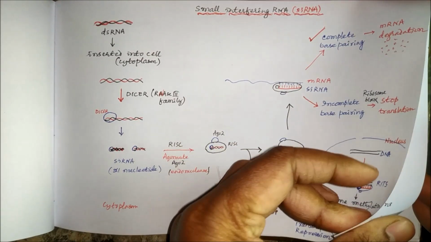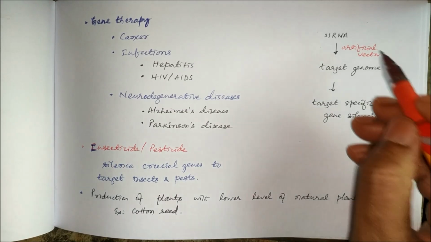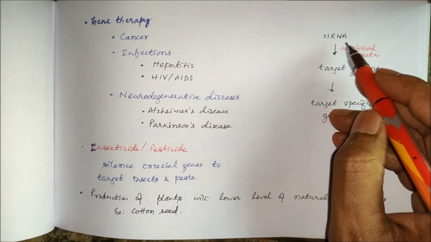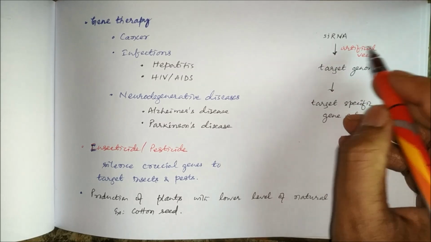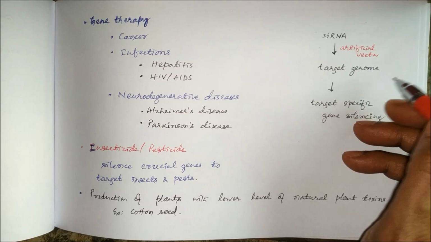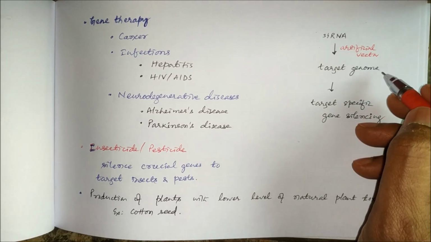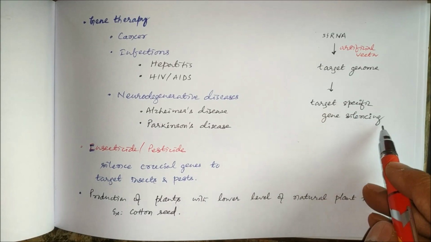And so we can transfer this siRNA as a drug using one artificial vector, and it will reach the target genome and bind to the target genome or DNA, and there will be target specific gene silencing.